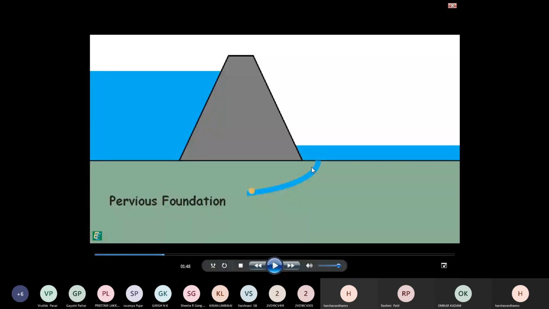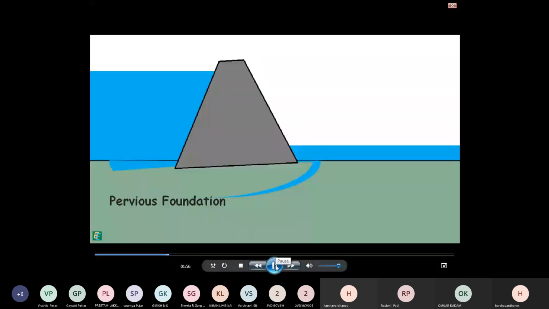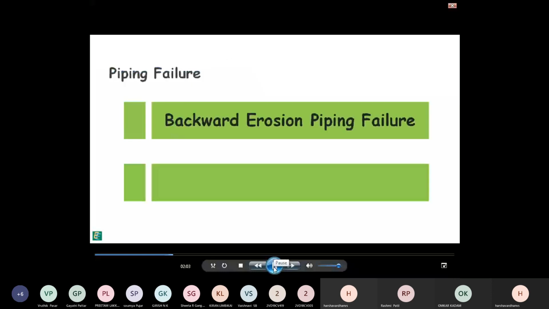The soil particles start getting displaced from the downstream end, and this displacement continues up to the upstream end, and a pipe-like structure is formed beneath the foundation. This may lead to the settlement of the dam above the pervious foundation. So piping is a very dangerous phenomenon leading to failure of dams. Now there are two types of piping failure: backward erosion piping failure and heave piping failure.